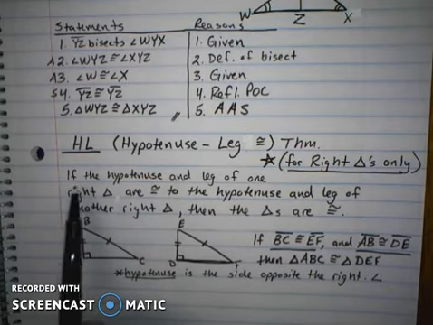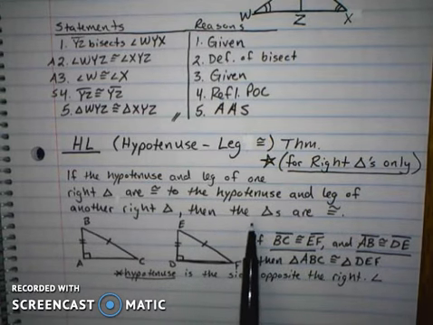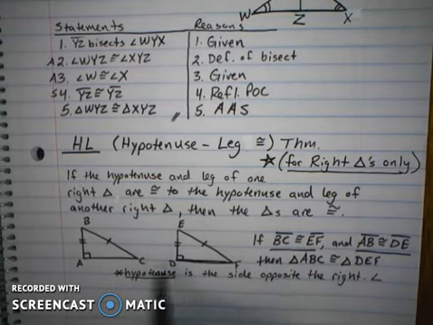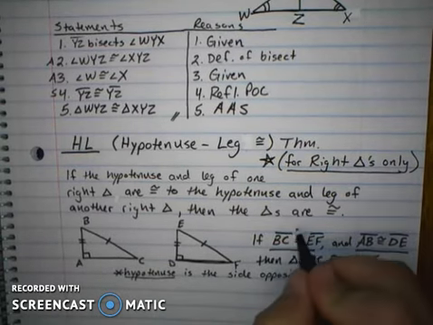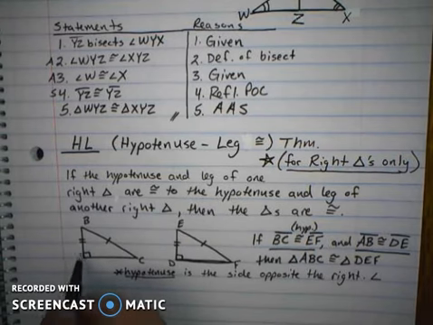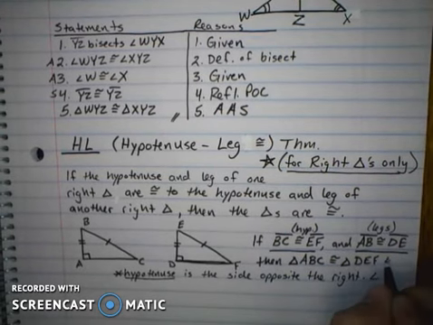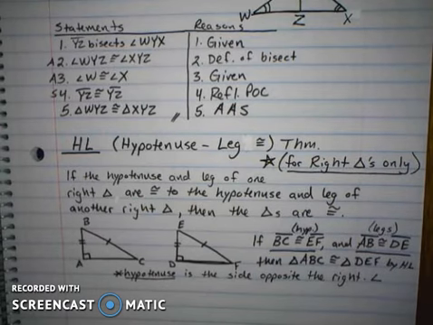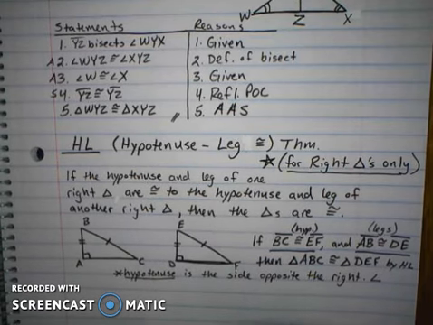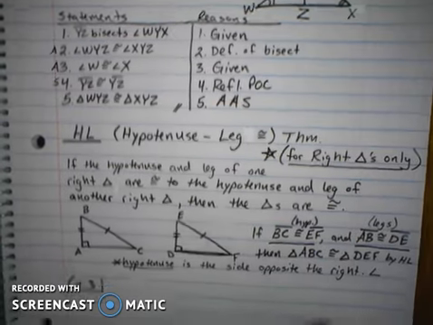Okay. If the hypotenuse and leg of one right triangle are congruent to the hypotenuse and leg of another right triangle, then the triangles are congruent. So in triangle ABC, we have a right angle at A, and in triangle DEF, we have a right angle at D, making these right triangles. So if BC, that's the hypotenuse, is congruent to EF, and AB is congruent to DE, those are both legs, then the triangles are congruent by HL. Remember that the hypotenuse is the side that is opposite the right angle, and then the other two sides are legs. Okay, we're going to do an example in class. The video won't have time for it this time, but we will do an example like this in class.